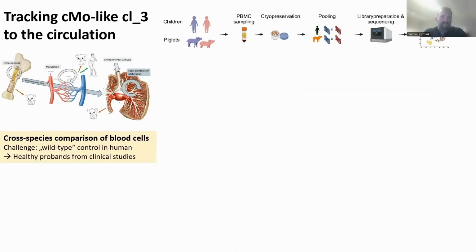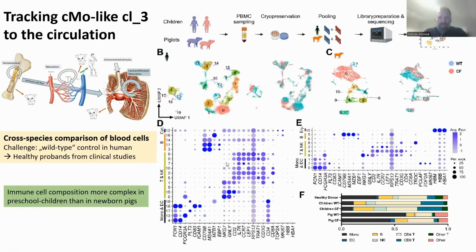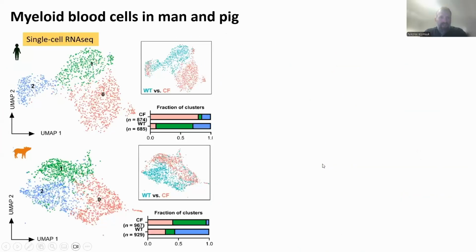For this reason, then, we turned to PBMCs, both in pigs as well as in human beings, processed them similarly by single-cell RNA-seq, and identified, not to too much surprise, a more divergent picture of adaptive immune cells in preclinical preschool children compared to newborn pigs. However, the myeloid cells revealed a very similar pattern.